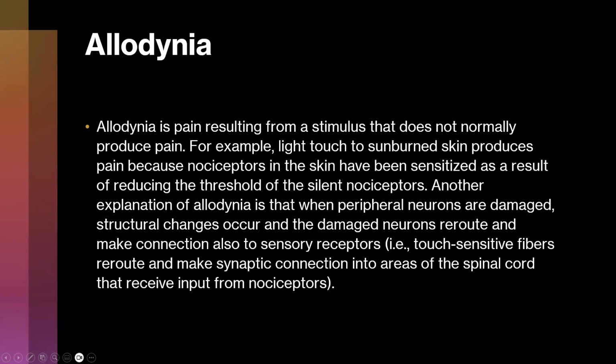Another explanation of allodynia is that when peripheral neurons are damaged, structural changes occur and the damaged neurons reroute and make connections also to sensory receptors. That is, touch-sensitive fibers reroute and make synaptic connections into the areas of the spinal cord that receive input from the nociceptor. That's why they become hypersensitive.